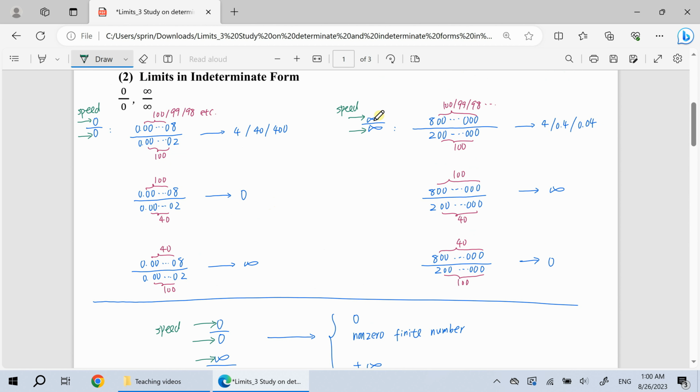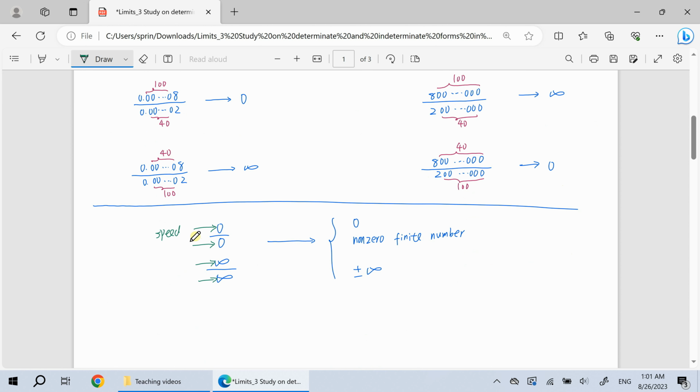Similarly, for the infinity over infinity form, it depends on the speed of approaching infinity in the numerator or in the denominator. If both numerator and denominator approach infinity at almost the same, a very close speed, the limit is a finite number. Or if the numerator is approaching infinity much faster, then this goes to infinity. Again, if we flip the fraction, this will approach 0.